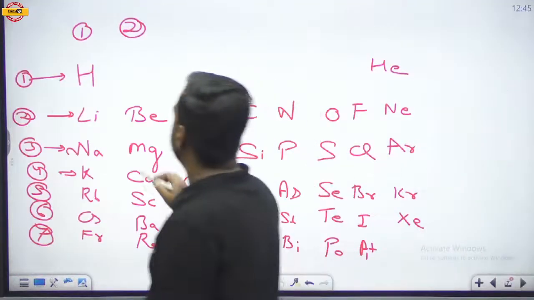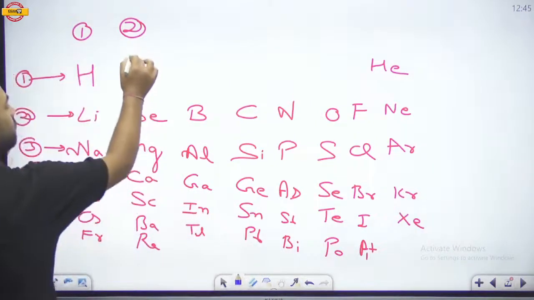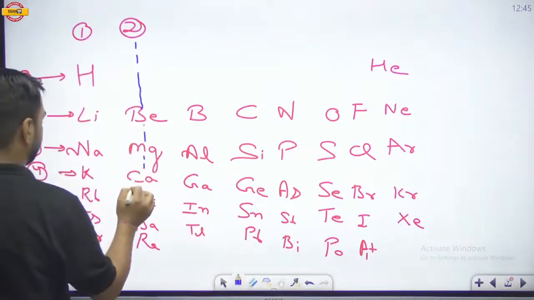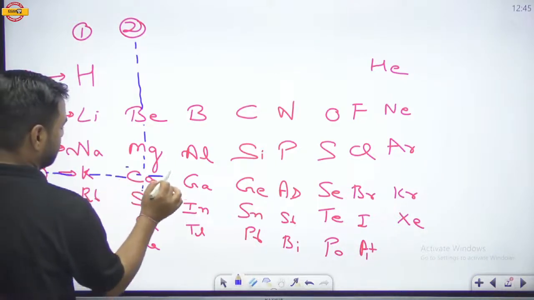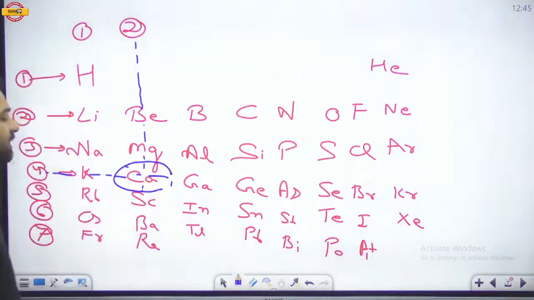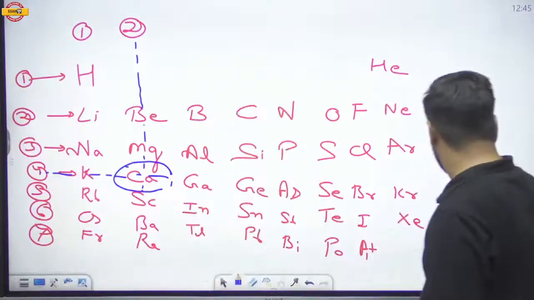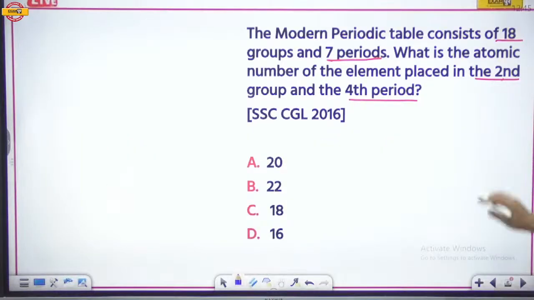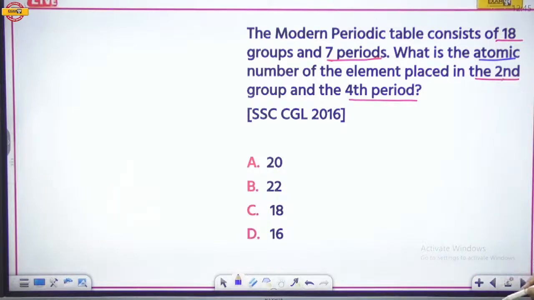Let's go. Second group, I'll take blue color here. Second group and fourth period. So this is the one. What's that? Calcium. If I talk about calcium, calcium is going to be the correct answer. And what was asked? Sorry, it was asked the atomic number of the element. So now we have understood about calcium, right?